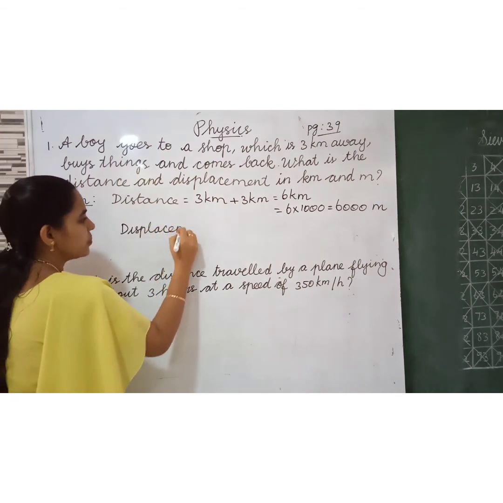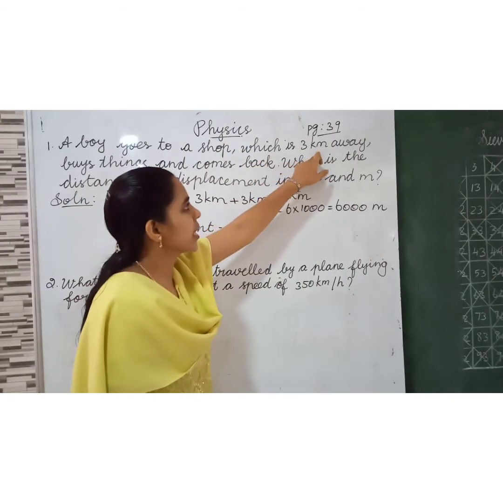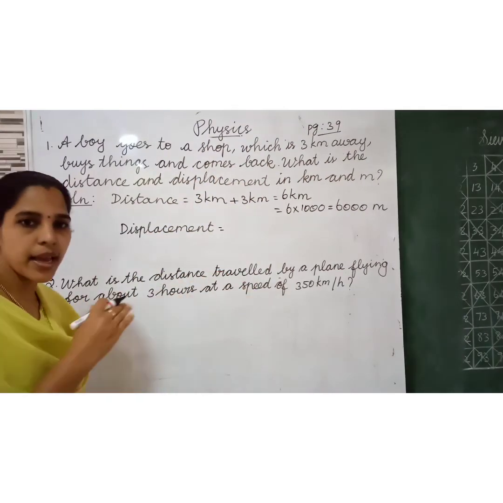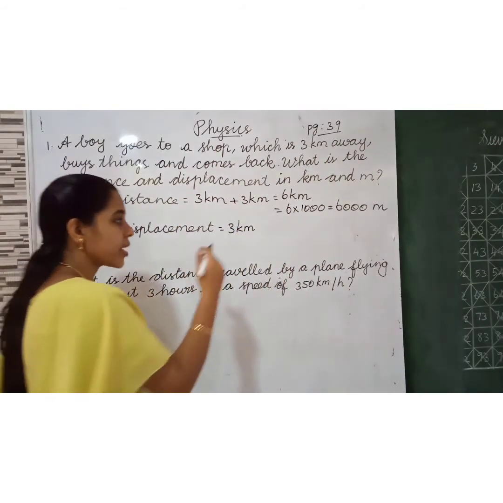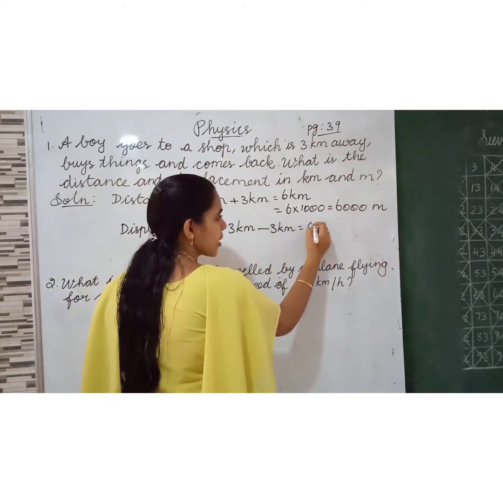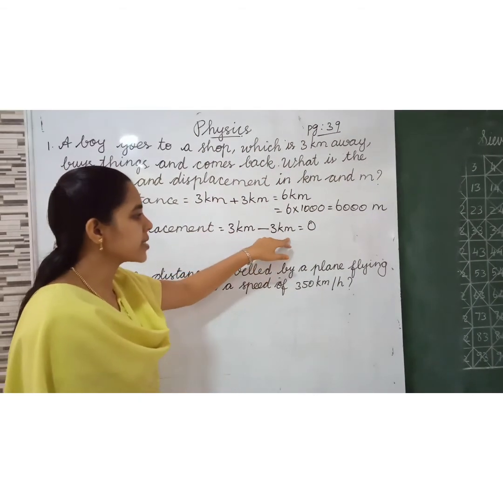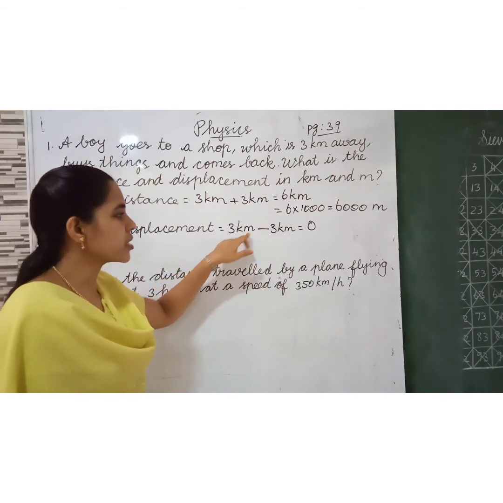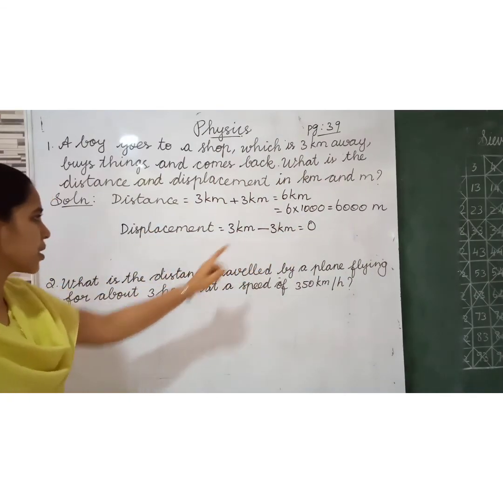Displacement is equal to... Listen, already we studied, the shop is 3 kilometers away, he buys things and comes back. Again he comes back the same way. So 3 kilometers minus 3 kilometers. How many? 0. So the displacement is equal to 0. He comes back in the opposite direction, so positive minus positive gives the negative. So the answer is 0. Displacement is equal to 0.